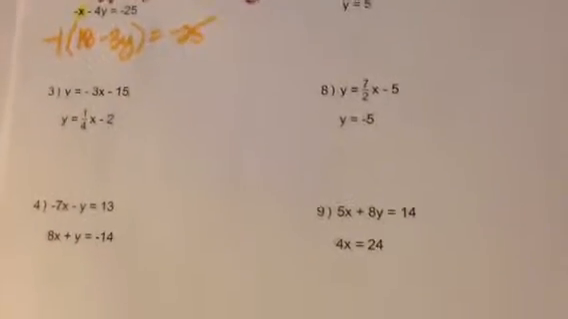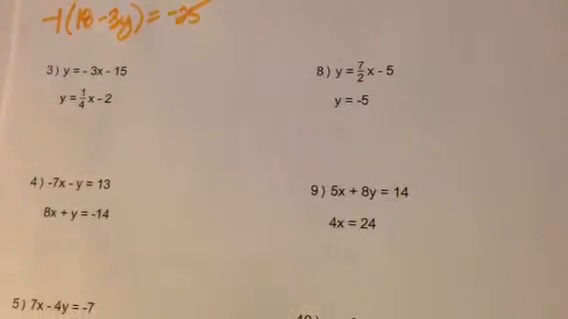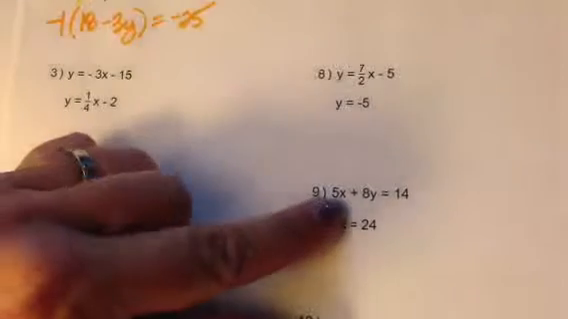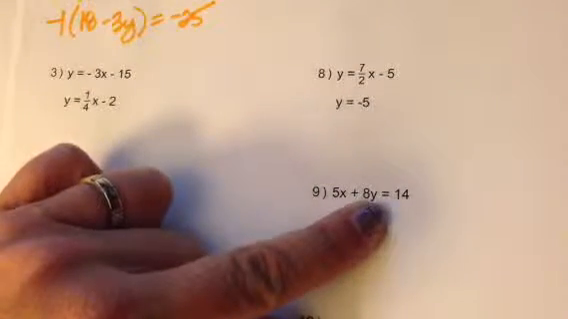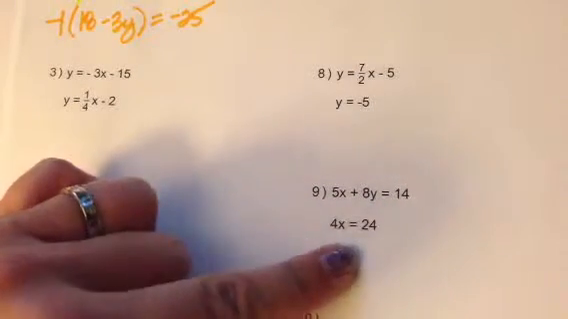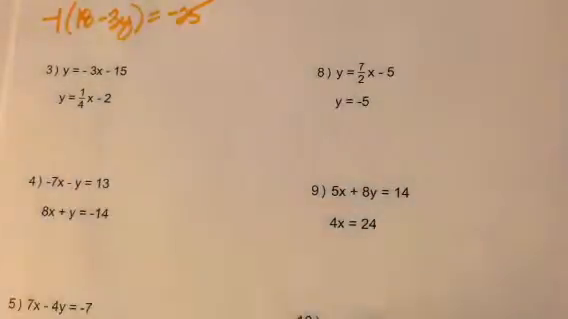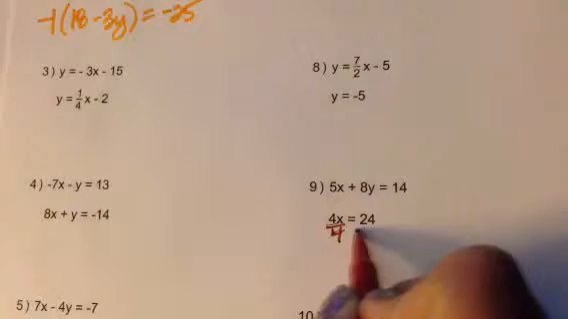Something a little bit different but still accessible is number 9. Number 9, if we're going to use substitution, we want a y equals or an x equals. The x in this equation has a 5 on it. The y in this equation has an 8 as a coefficient. But in this equation, 4x equals 24, I can easily solve this for x.